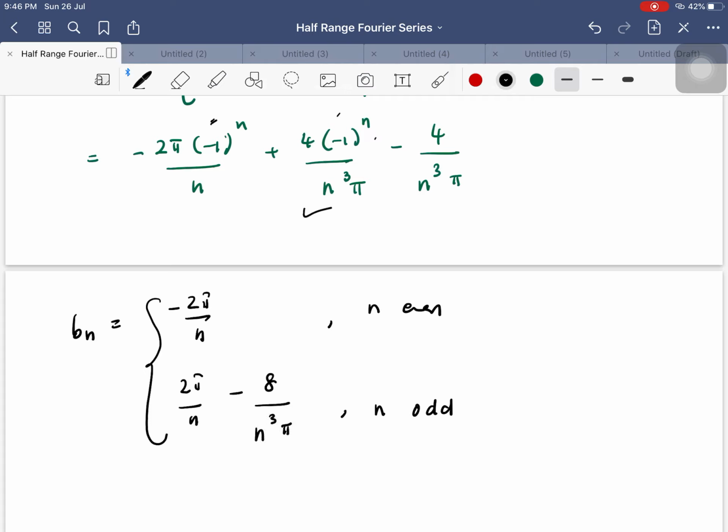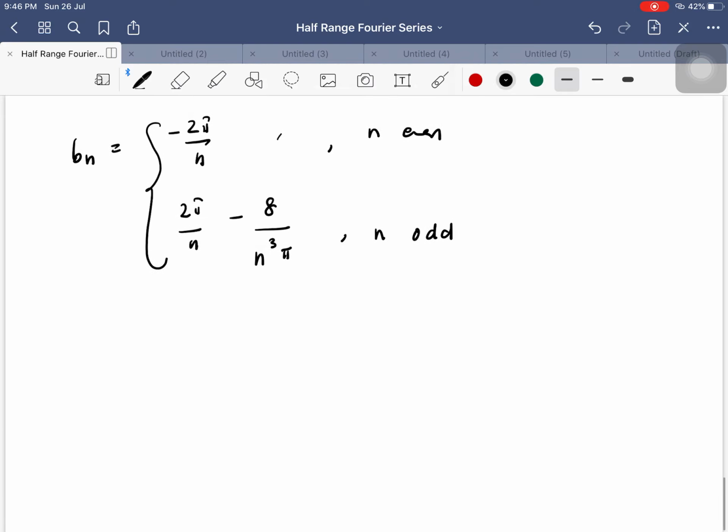So these two terms over here, you can actually put them together. You can write this as 4 negative 1 to the power of n minus 4 over n cubed pi, because the denominator is the same. So when this is equal to 1, of course, it's going to be 0. This is what happens for the case of even. And for the case of odd, it's going to be negative 4 minus 4, which is negative 8 over n cubed pi.